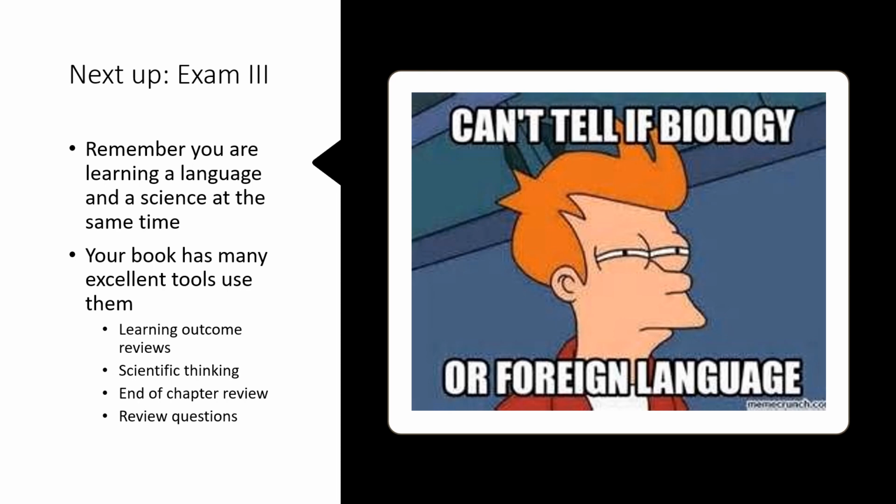Okay? If you are looking for additional tools to use with your book, remember that there are learning outcome reviews at the beginning of each or at the end of each section, which you should take a look at. There are things usually within chapters called scientific thinking. These are very useful little checks to see if you understood the material within it. And then there's a very nice end of chapter review at the end of each chapter, which is effectively a study guide for that chapter summarized in one page.